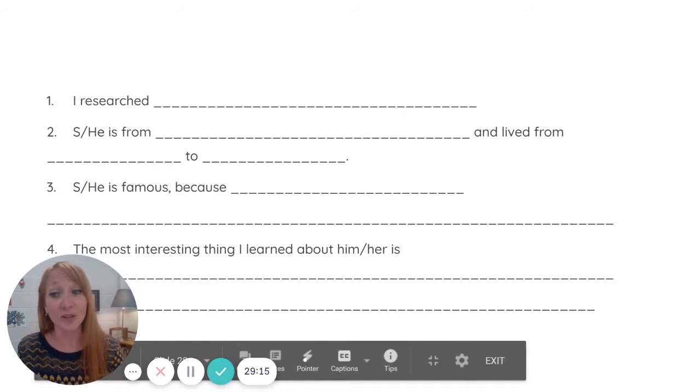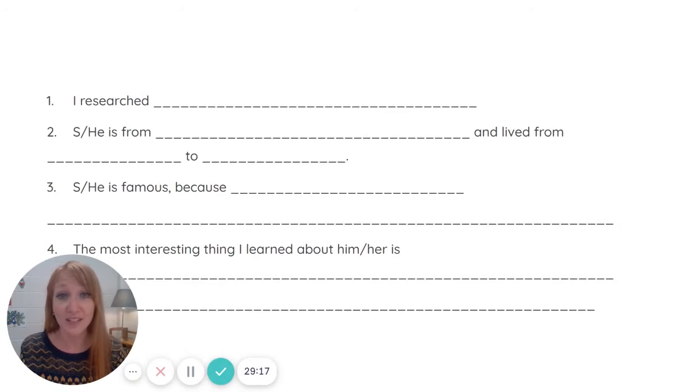This would be beginner level. And again, newcomers can do presentations, and I would highly recommend that you get newcomers in front of the room, or, well, of course, it would be a Zoom, presenting. So here they could fill in the blanks. Who did they research? Where are they from? When were they born? And when did they die? Why are they famous? The most interesting thing I learned about them.